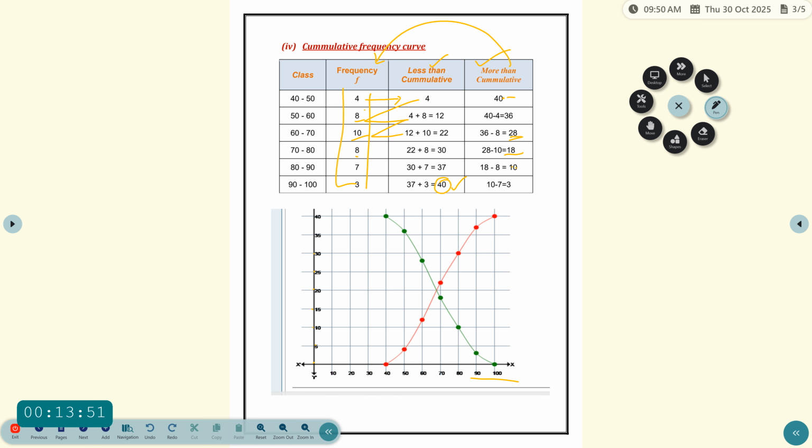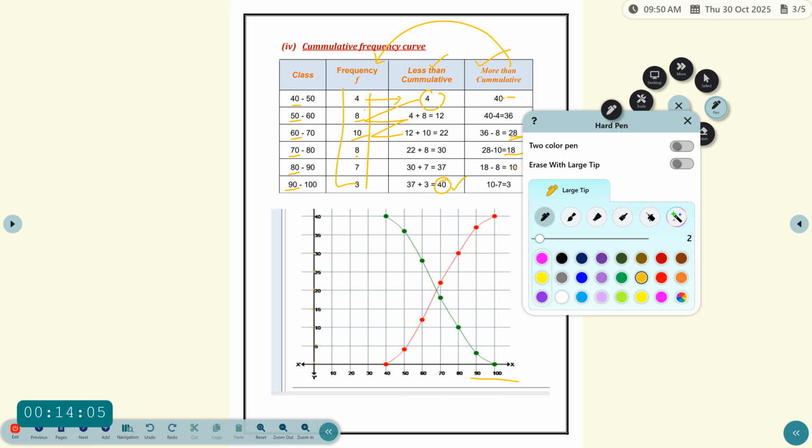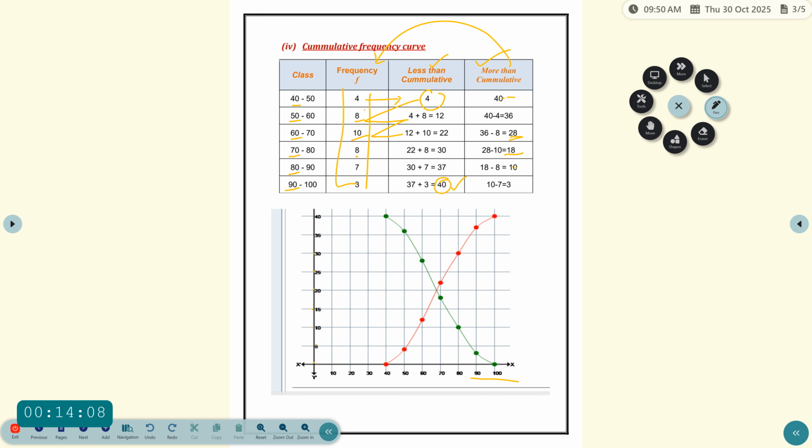First we mark the less than cumulative table. What is our less than cumulative? 4 here. For less than cumulative, we have to use the lower limit of the class interval. Please keep this in mind. What is our lower limit here? 40. So corresponding to 40, we have 4.